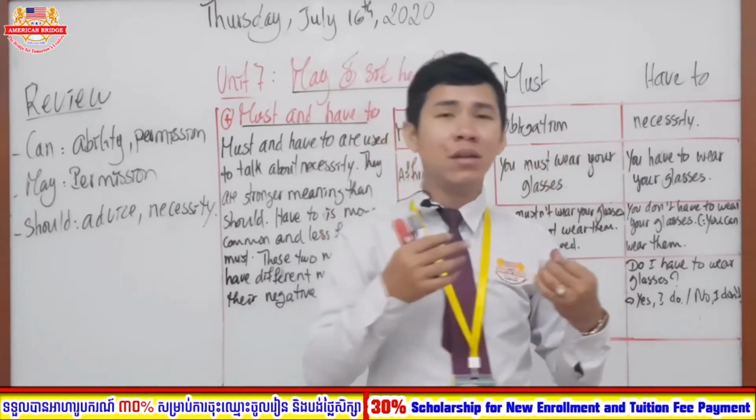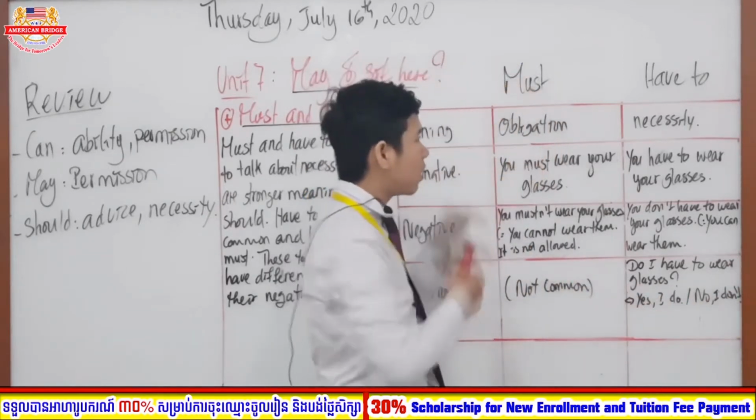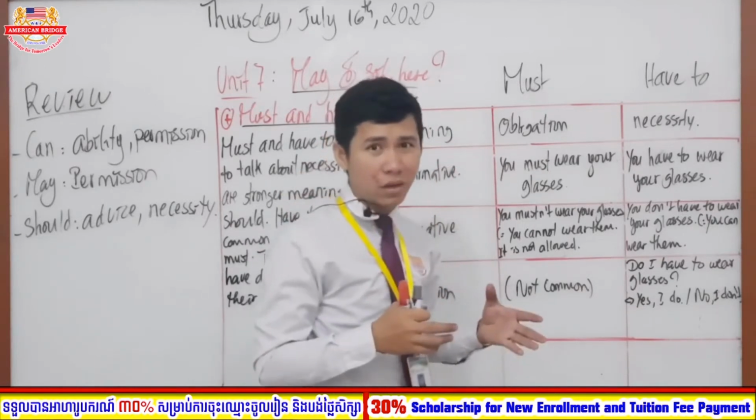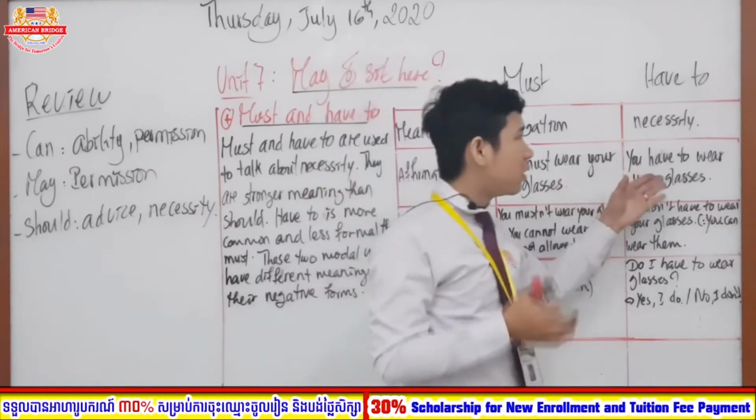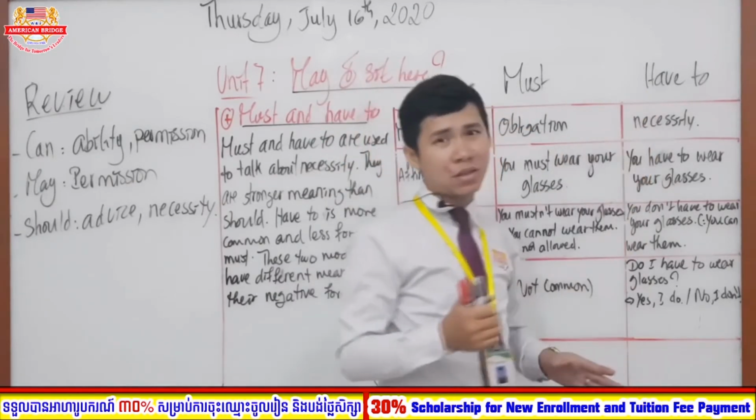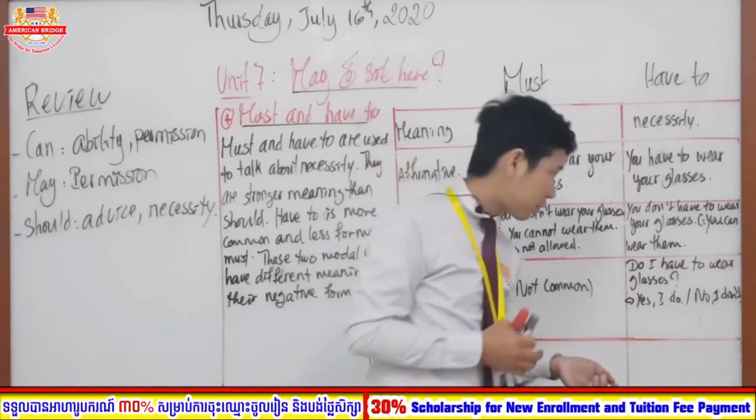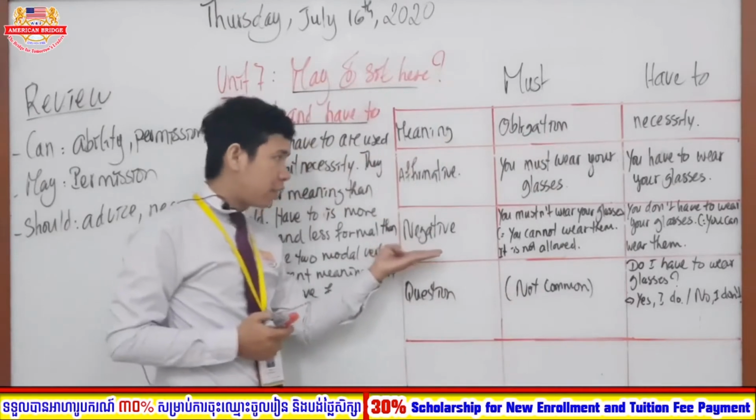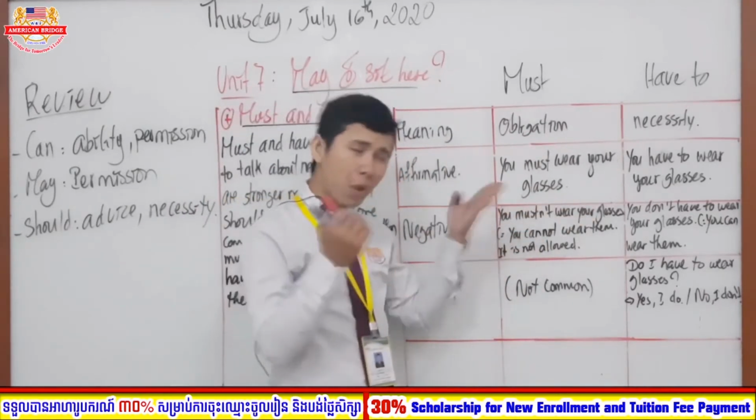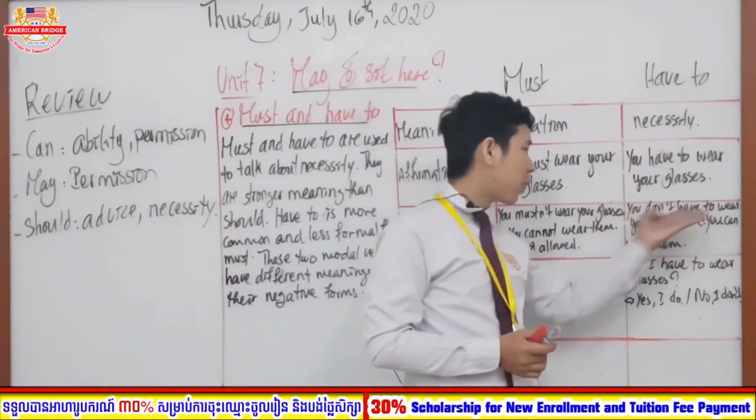With must, it is a personal obligation that you have to do. But here, the necessity is to protect your eyes. So with have to, you talk about a necessity that you are able to act on by yourself. In the negative, you mustn't wear your glasses. Here it focuses on the fact that you cannot wear them. It is not allowed. But you don't have to wear your glasses.